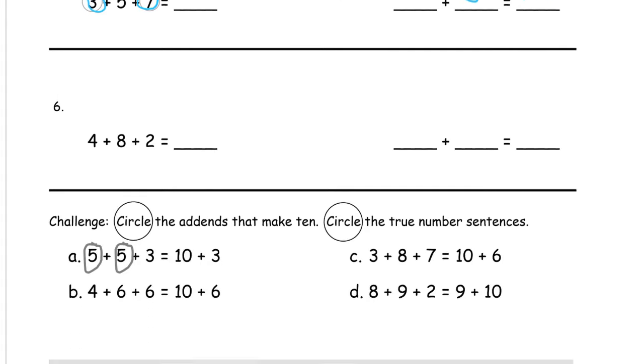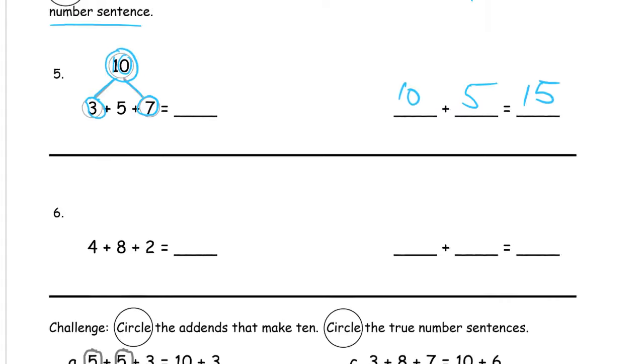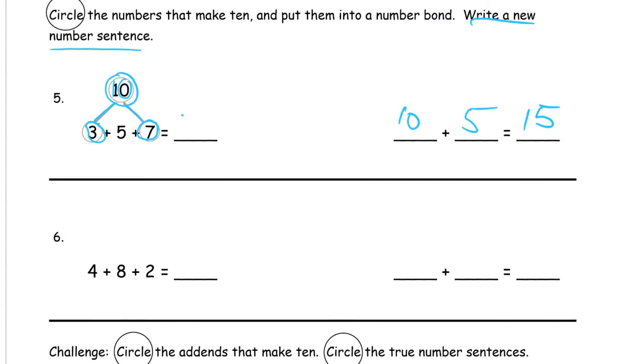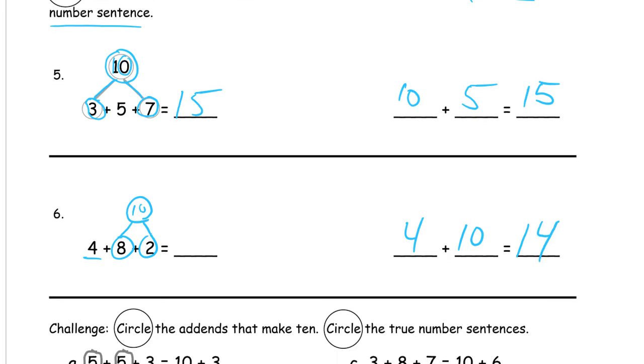So here's what it looks like all together for the next example. That's 15. Here, that's the 8 and the 2 that make 10. So I'm going to make a number bond for 10 right there. And this is 4 plus the 10. 4 plus 10. 14. Always makes a teen number when you add those single digit numbers to 10.